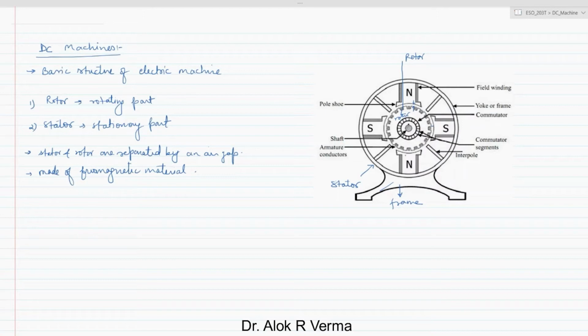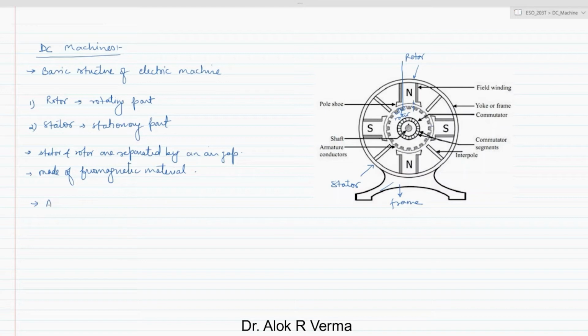And these are the slots. Basically some sections are made for the conductors to fit in. So slots are cut at the outer periphery of the rotor. This is the rotor, so the outer periphery of the rotor is this one, where slots are cut, and on the inner periphery of the stator, slots are also cut.